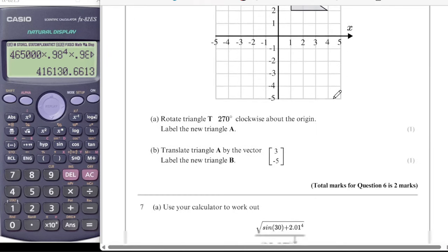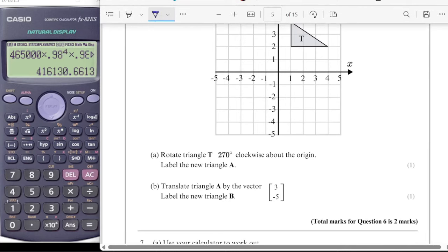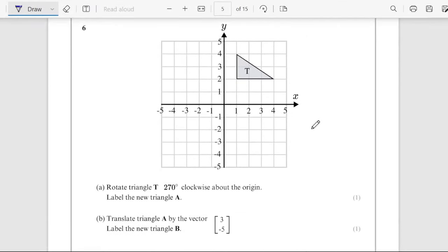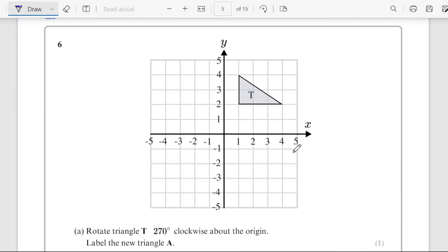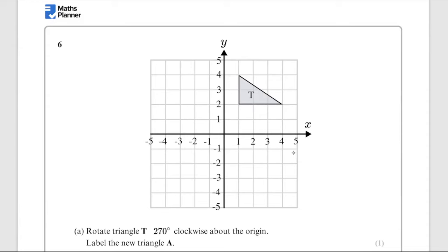Right, question 6 looks like transformations. We'll get rid of the calculator for this one. Make it slightly bigger. Okay, rotate triangle T 270 degrees clockwise around the origin. So I'm going to change that to 90 degrees anticlockwise. So looking about the origin, this point is currently 1 across and 2 up, so it will go 1 up and 2 across. So that point alone will go to there, and then we can look for the orientation, and that's going to be our rotation. Label the new triangle A, so there we go, A.